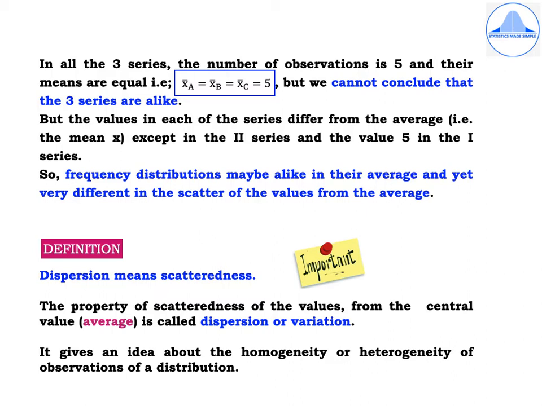So frequency distributions may be alike in their average and yet very different in the scatter of the values from the average. Let us now learn what is dispersion. Dispersion means scatteredness, and the property of scatteredness of the values from the central value, which is the average, is called dispersion or variation. It gives us an idea about the homogeneity or heterogeneity of observations of a distribution.